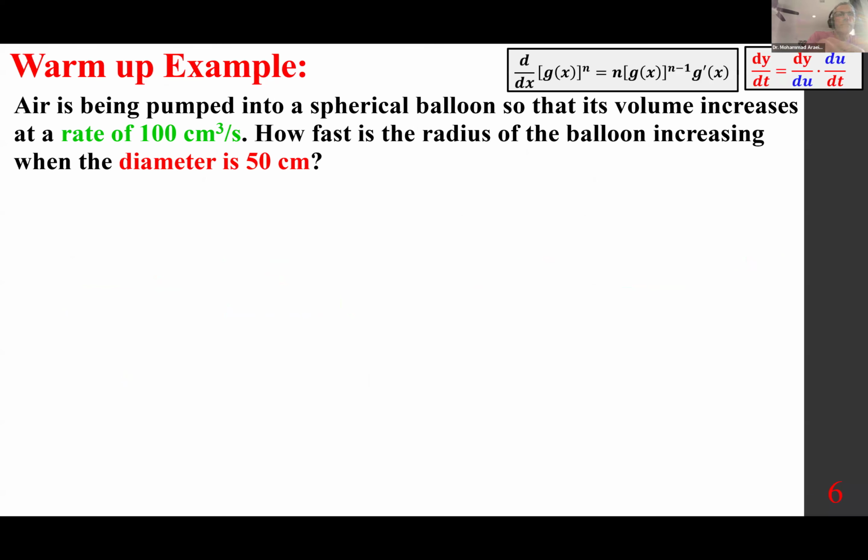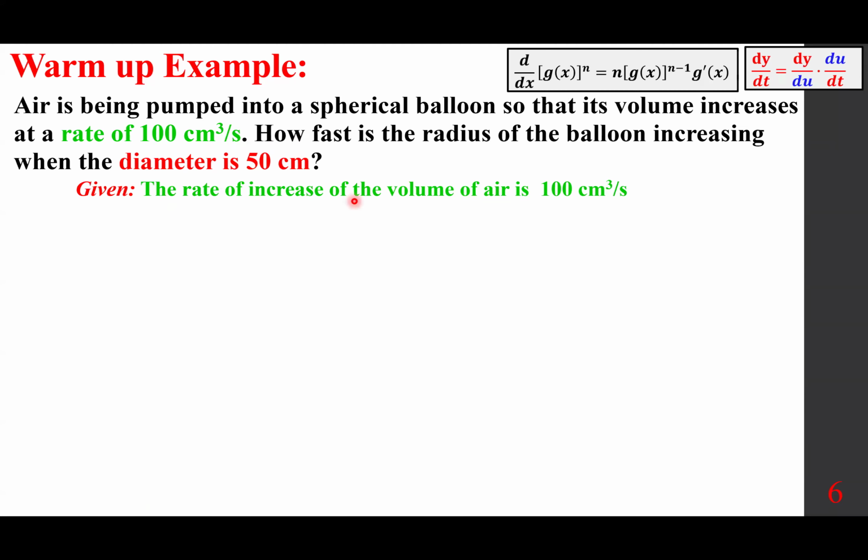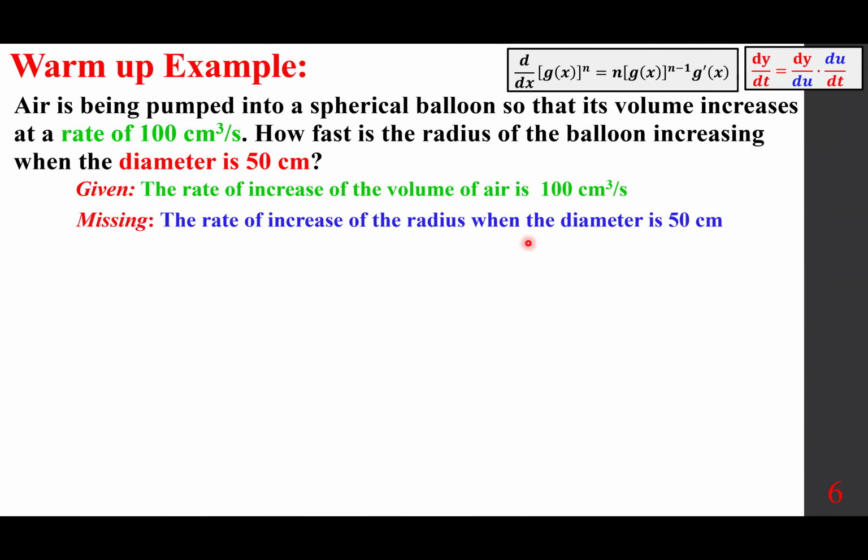As a warm-up example, air is being pumped into a spherical balloon so that its volume increases at the rate of 100 cubic centimeters per second. How fast is the radius of the balloon increasing when the diameter is 50 centimeters? So what is given? What is missing? Given is the rate of increase of the volume of air, which is 100 cubic centimeters per second. Missing is the rate of increase of the radius when the diameter is 50 centimeters.